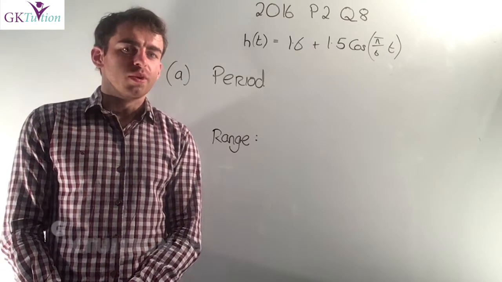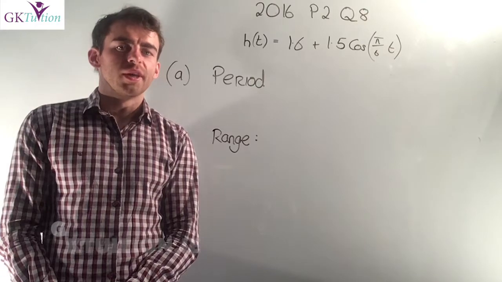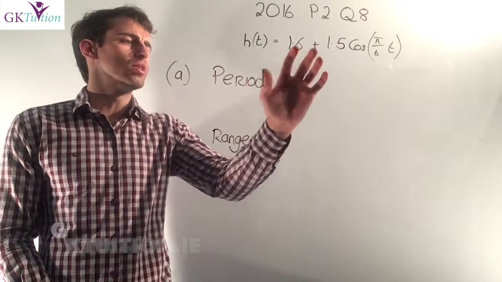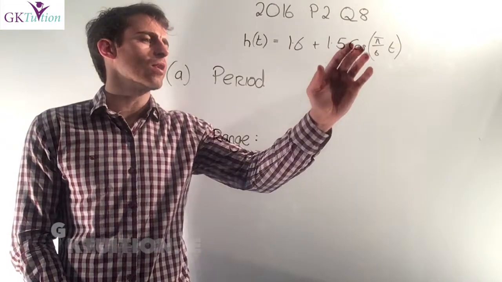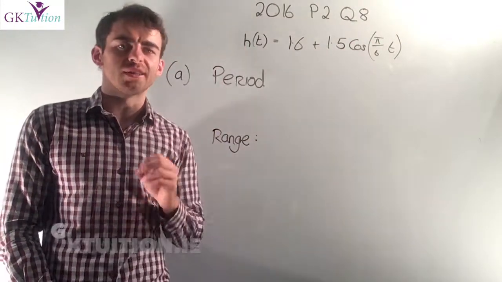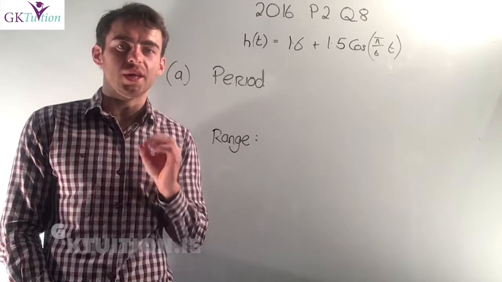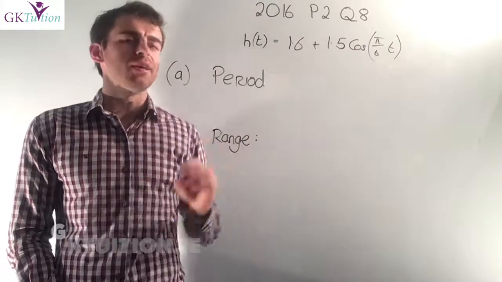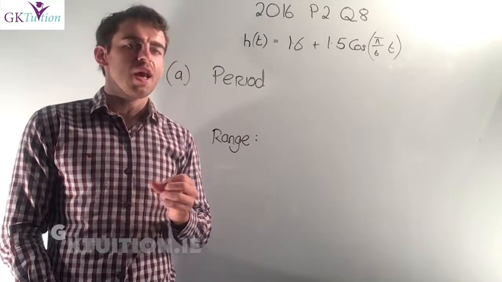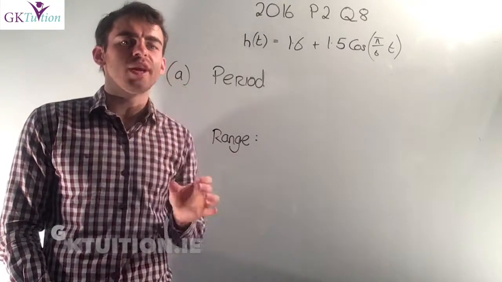Now the question I've chosen to go through here is 2016 Paper 2 Question 8. In this question we're told that the height of the water in a port can be represented by the function h of t is equal to 1.6 plus 1.5 cos pi over 6 times t, where h of t represents the height of the water in the port in meters and t represents the number of hours since the last high tide. And we're told that everything is measured in radians here.